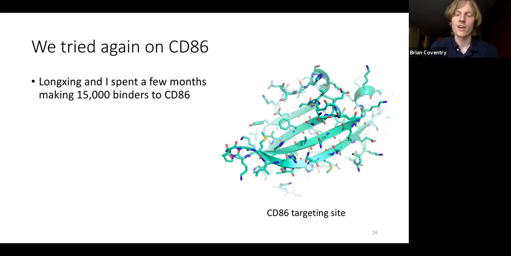So we picked another target, CD86. We thought, well, let's go after a human target, one that's friendly, spent several months making binders to it, tested them, and nothing worked. Which again, it's just really sad because your slope is 0 here. So how many more of these do we have to do until something works? You really have no idea.